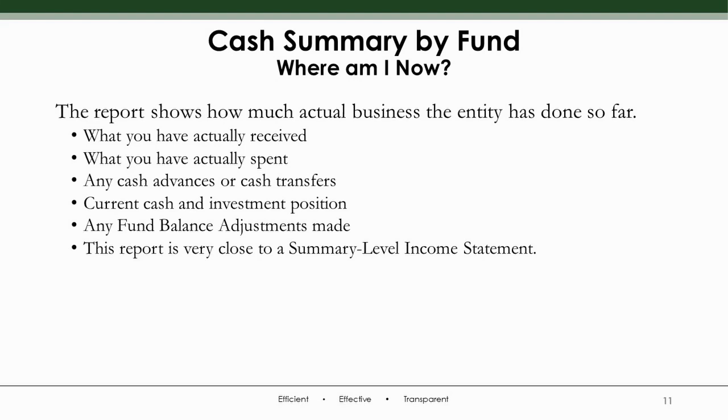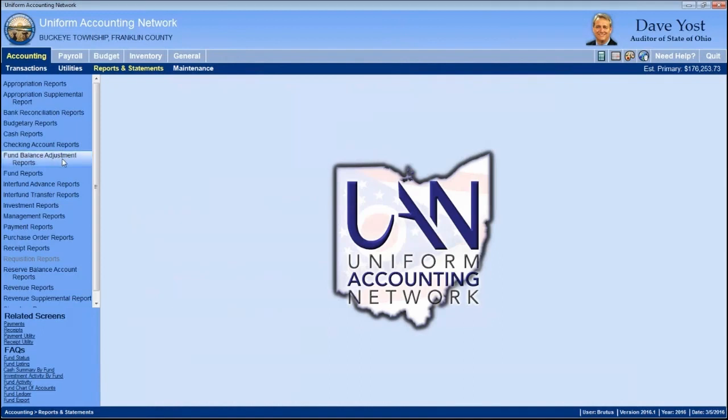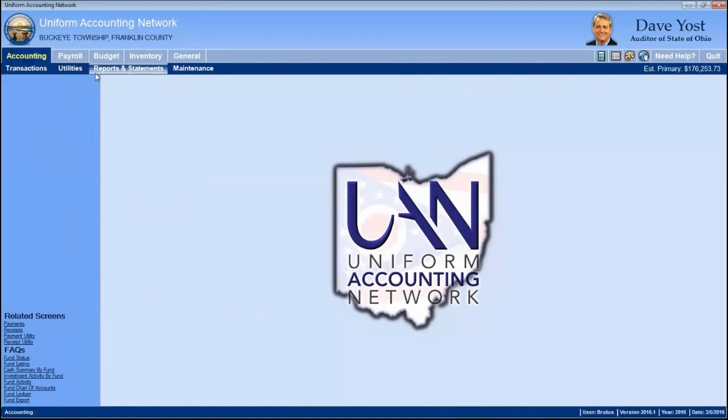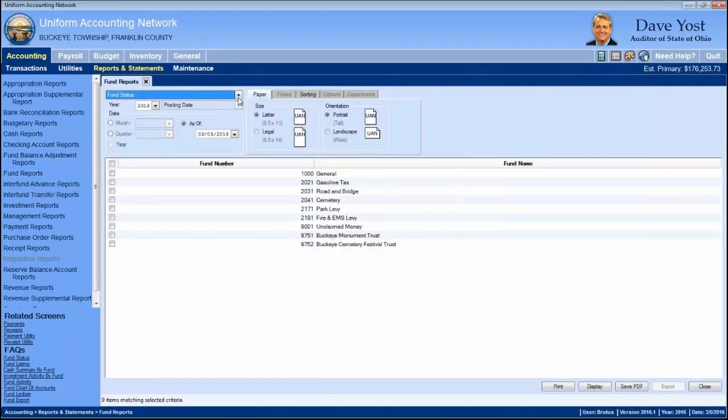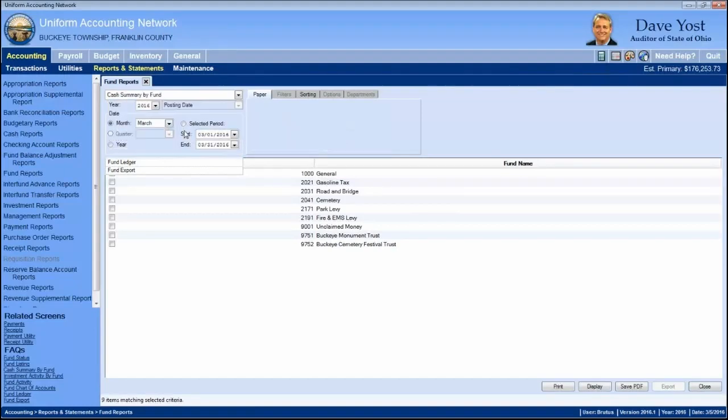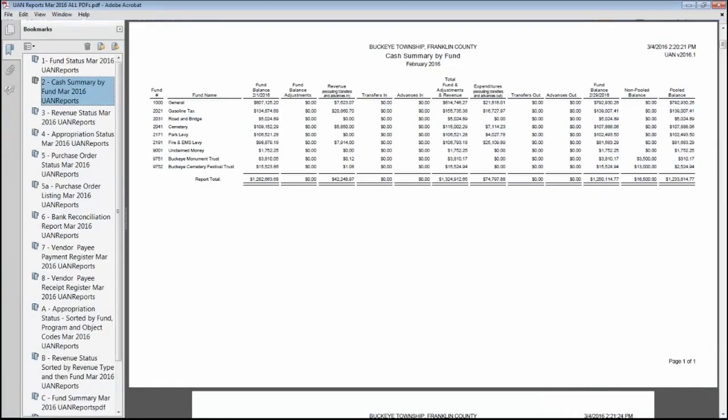Moving on to the next report, which also answers the where am I now position, the cash summary by fund report, which can be accessed through the Uniform Accounting Network application by going to Accounting, Reports and Statements, Fund Reports, and Cash Summary by Fund. And I have one prepared here, in which you can see the fund number, the balance information, the adjustments, any revenues that were received against that fund, transfers in and advances in, transfers out and advances out, as well as expenditures, fund balance and the non-pooled balance and the pooled balance.